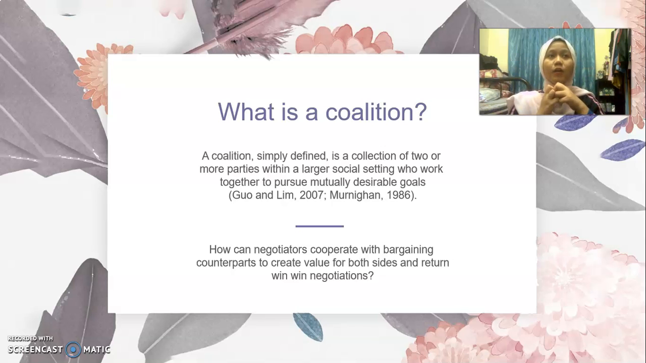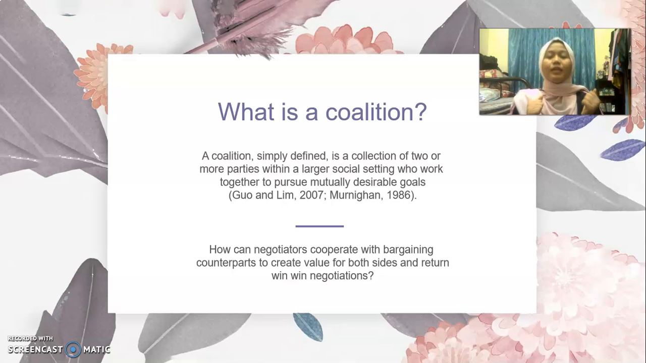We usually heard the term as rundingan pakatan, rundingan secara kesepakatan. So this is how a coalition is formed. In this chapter, the main idea is how negotiators can cooperate with bargaining counterparts to create value for both sides and return win-win situations.